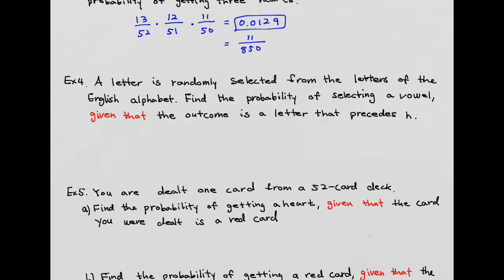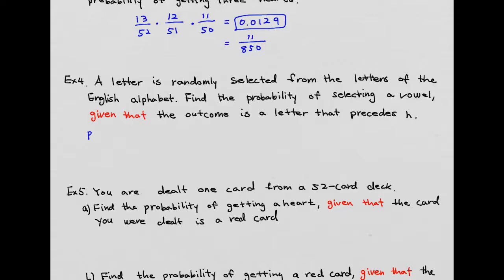So I like to write this as the conditional probability first. We're looking for the probability of picking a vowel, given that, and we use the vertical bar, just the one dash going up and down, given that the letter precedes H. And we need to know what the given is. What are the outcomes of letters before H? So the sample space of that is going to be A, B, C, D, E, F, G, and that's it. So from this, we find a vowel.